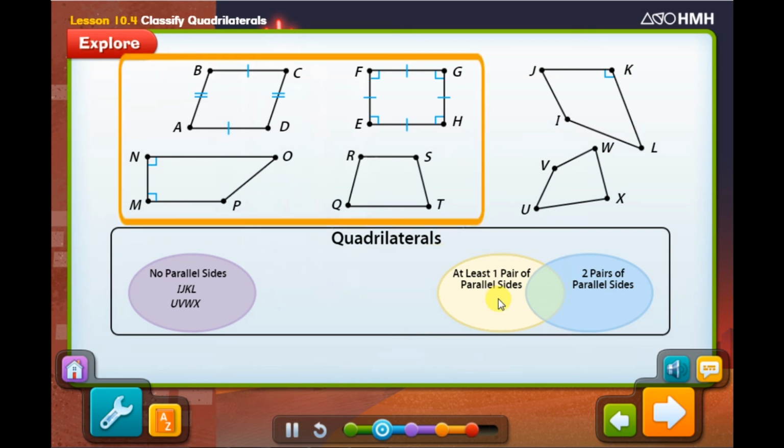Quadrilateral ABCD, quadrilateral EFGH, quadrilateral MNOP, and quadrilateral QRST appear to have at least 1 pair of parallel sides. Where do they belong in the Venn diagram?